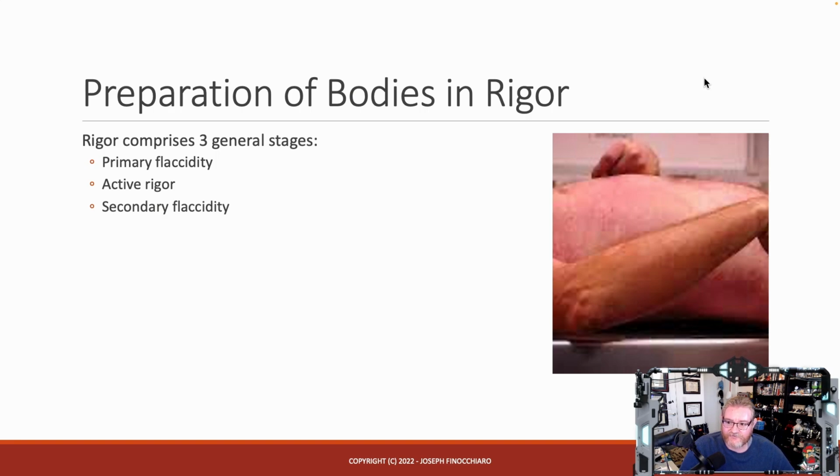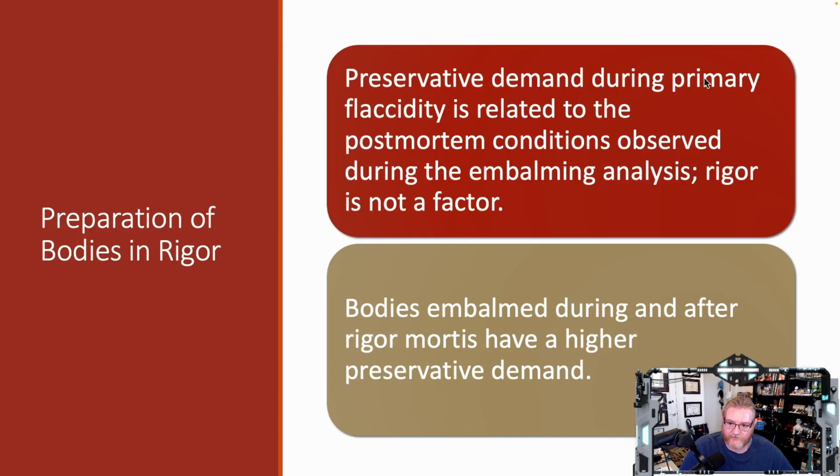Rigor comprises 3 general stages: primary flaccidity, active rigor, and secondary flaccidity. Preservative demand during primary flaccidity is related to the post-mortem conditions observed during the embalming analysis. Rigor is not a factor. If you are in primary flaccidity, rigor simply hasn't happened, and it is not something you need to take into consideration. Bodies embalmed during and after rigor mortis have a higher preservative demand.